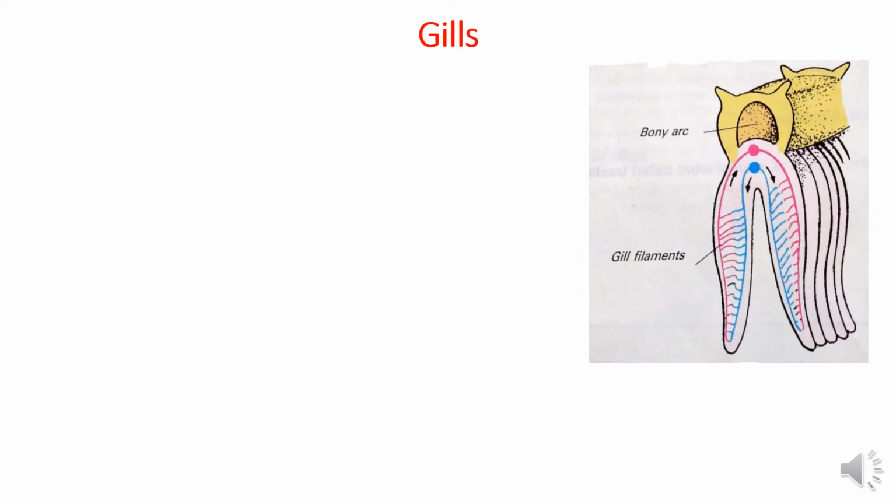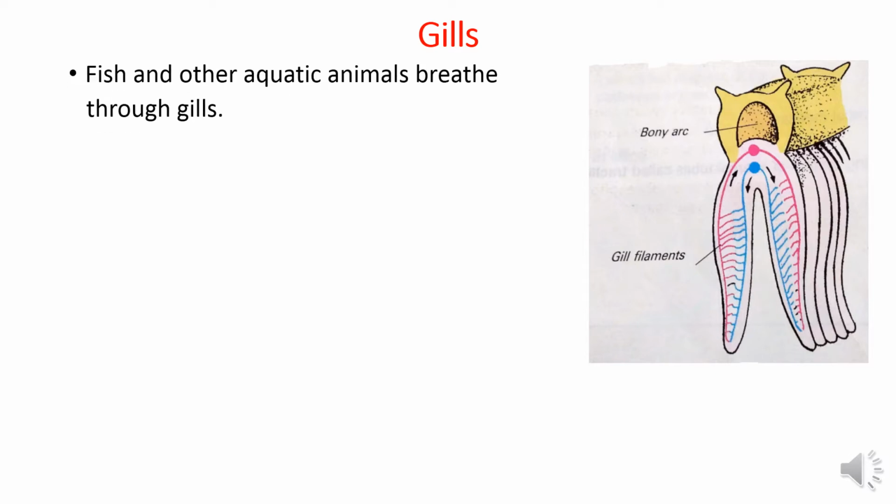Now we will talk about the gills. It is a respiratory organ that allows the aquatic animal to breathe with. Fish and other aquatic animals breathe through gills. This picture shows a gill.